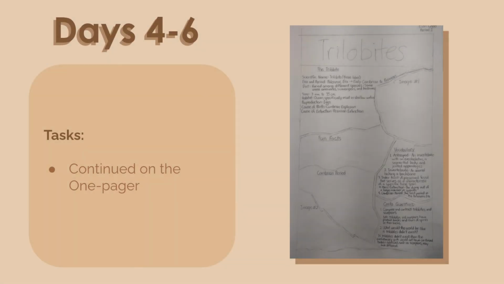On days 4 through 6, nothing of high importance really happened. However, we did make good progress on our one-pager, getting the general description, vocabulary, and COSTAS questions complete. Again, you can see that progress on the right. In addition, we finished our plan for how we were going to construct our model, using clay modeling and paint.